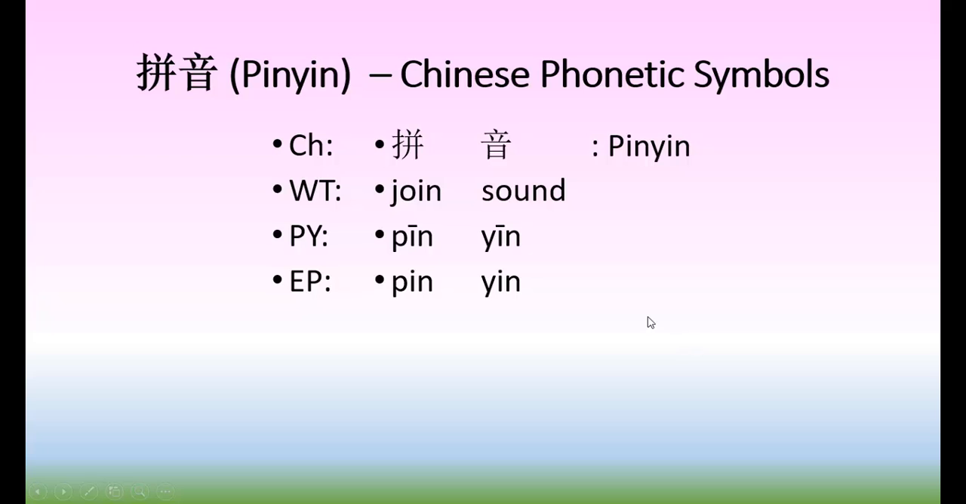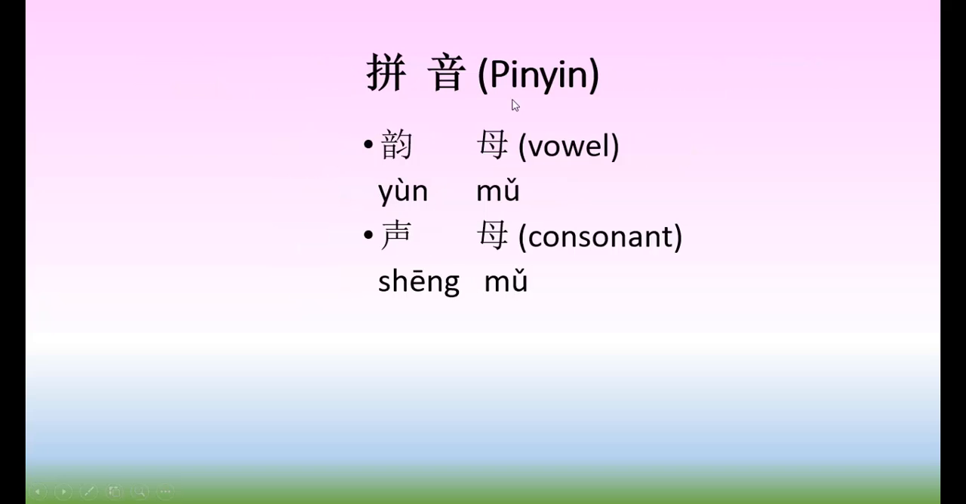In this lesson, we'll learn Pinyin, the Chinese phonetic symbols. Pinyin literally means join sound together to get the pronunciation of a Chinese word. Pinyin has two components, 韵母 and 声母. 韵母 can be translated as vowel. 声母 can be translated as consonant. In some books, 韵母 is also translated as finals and 声母 as initials, because they are not exactly the same as vowel and consonant, but for our class, we'll use vowel and consonant.